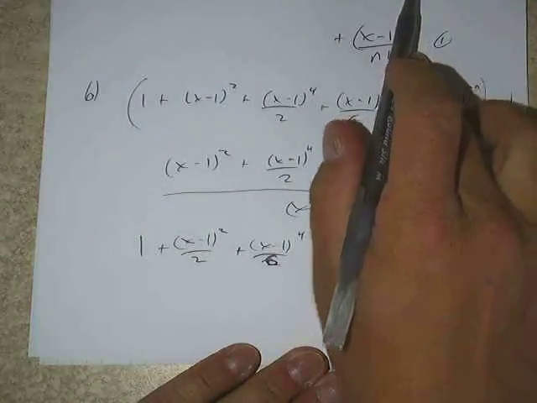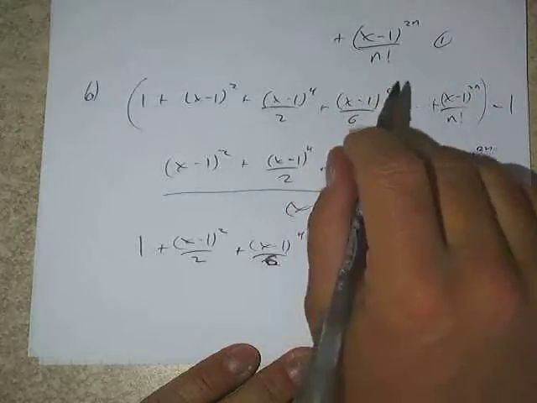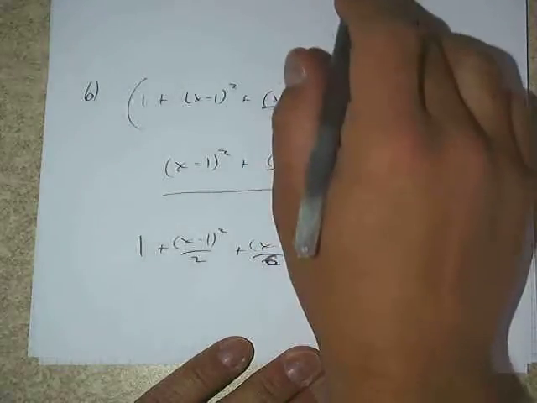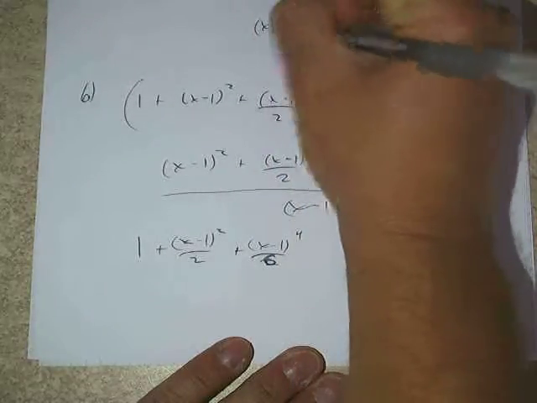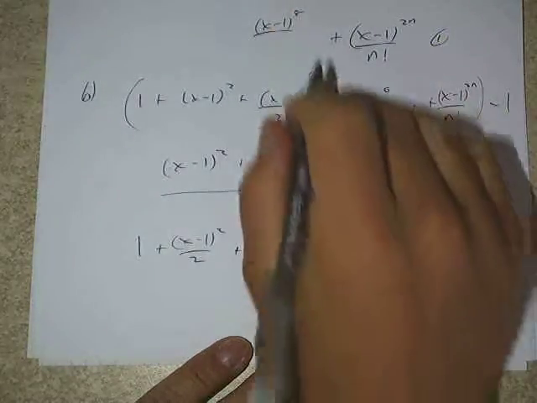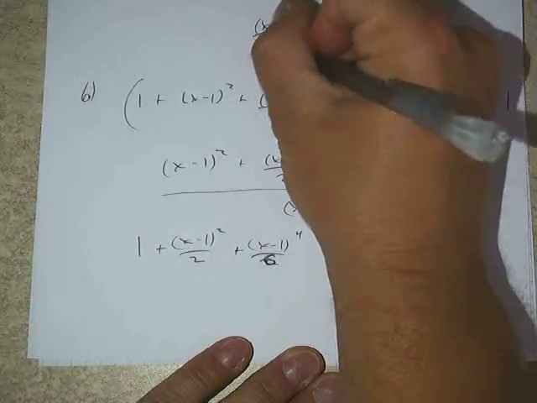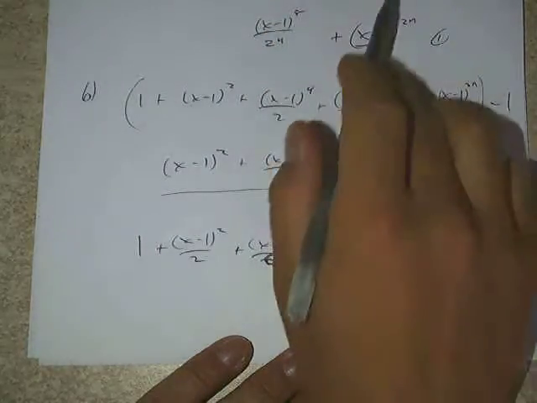So there's the first term. This divided by this is going to make this power go to 2. So it's going to be plus (x minus 1) squared over 2. This one divided by this is going to be (x minus 1) to the 4th over 2.